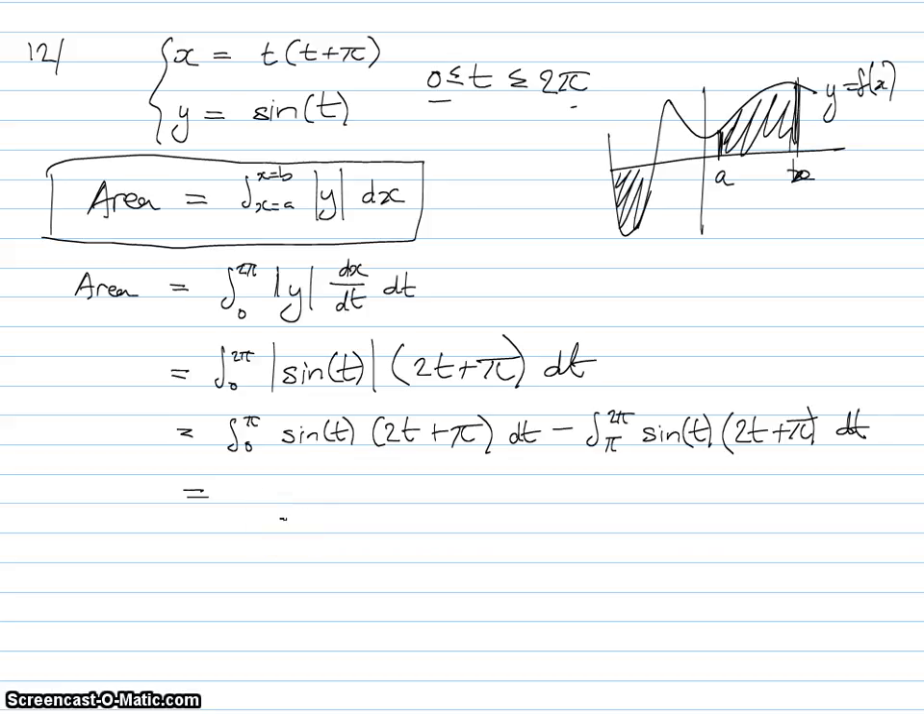What does that give me? Well, that gives me, and again, we don't have to do this the long way, we can just use our GC to help us out here. It gives us 37.7 units squared.